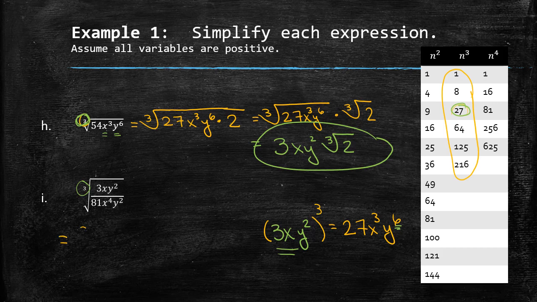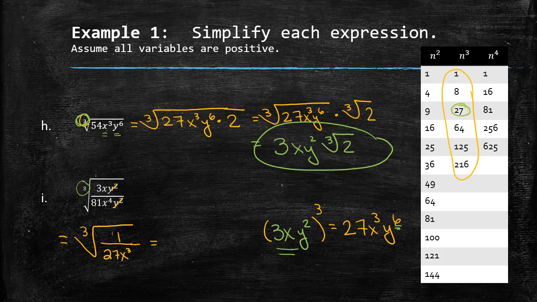So let's do that. I have the third root of, so I'm going to simplify 3 over 81. Well, 3 goes into 81 27 times, so I have a 27 in the denominator. X divided by x to the fourth, I have more x's in the denominator, okay, and then these y squareds are going to cancel. So this is a much better problem, okay.